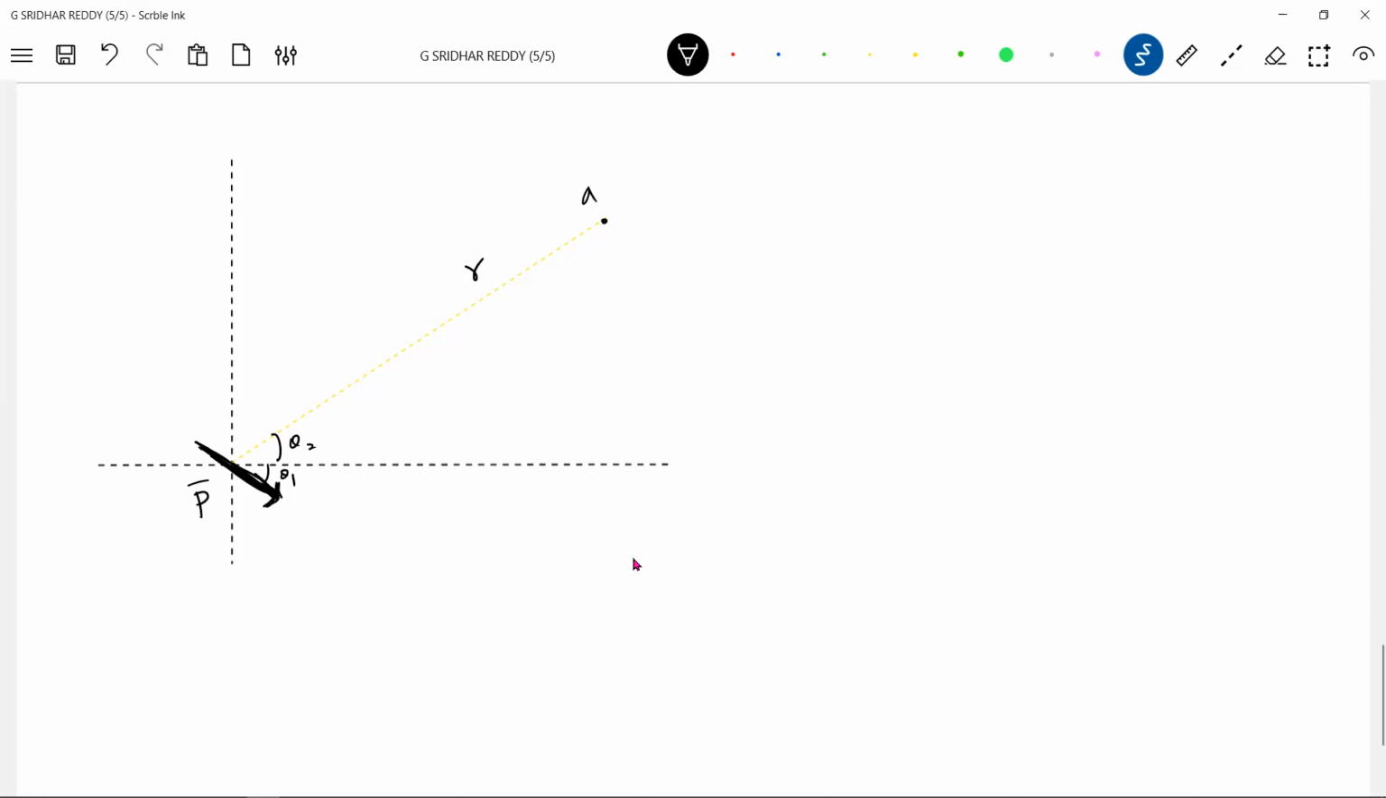x-axis, no? Or 90 minus theta 1 with negative y-axis. How to manage this?